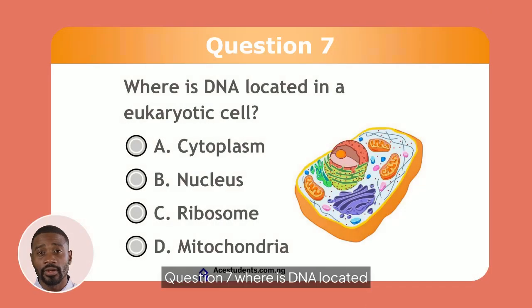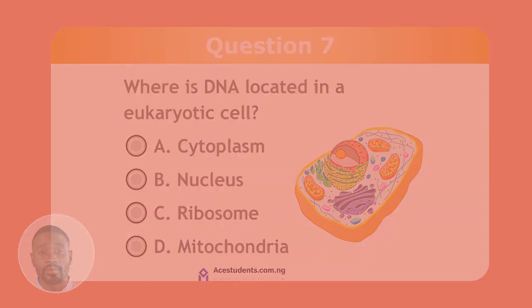Question 7. Where is DNA located in a eukaryotic cell? Is it A. cytoplasm, B. nucleus, C. ribosome, or D. mitochondria? Think about the cell's organizational structure.